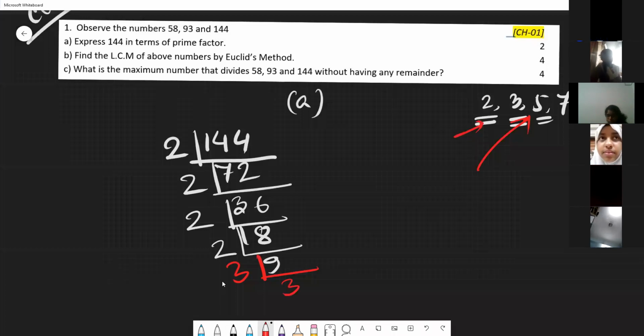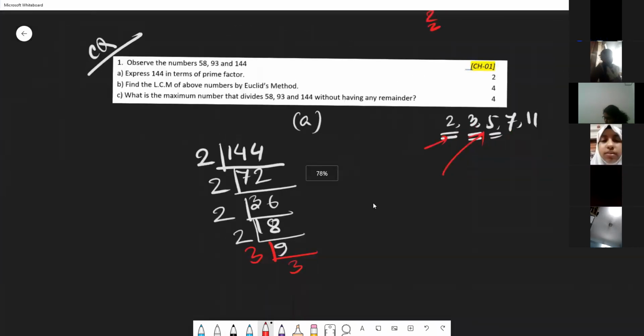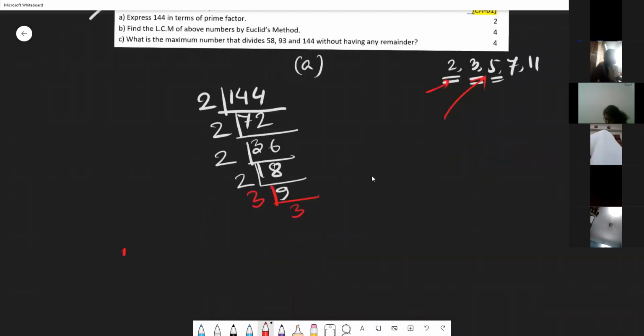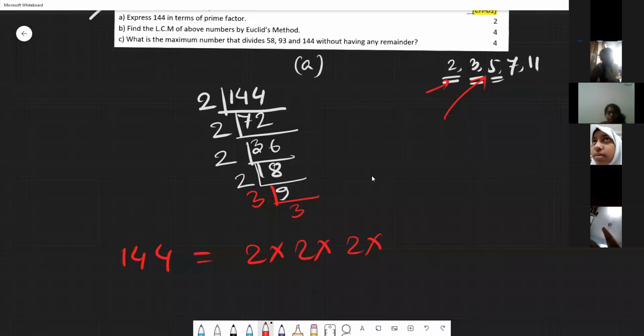So if we express 144 into prime factors, 144 is equal to 2 multiply 2 multiply 2 multiply 2 multiply 3 multiply 3, and this is our answer. Expressing any number into prime factors means that if we multiply all of the prime numbers, we will get 144.